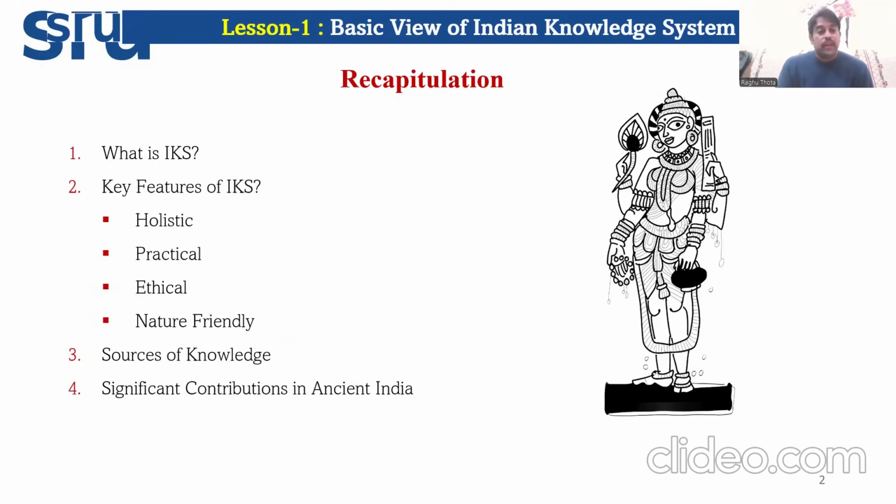And another significant quality pertaining to IKS is being nature friendly. Our ancestors gave utmost priority to nature. They protected nature. They developed small groves, such as small forests, which were treated as god and goddess in the ancient times. In such a way, they gave utmost priority to nature. They loved to live with nature. They loved to protect nature.